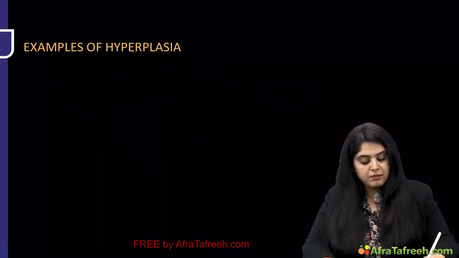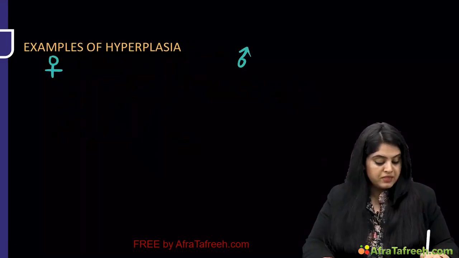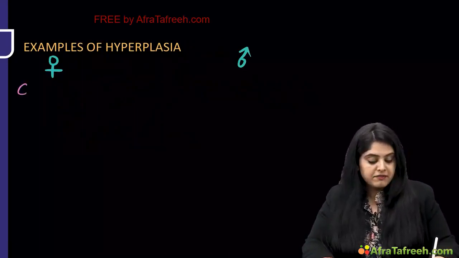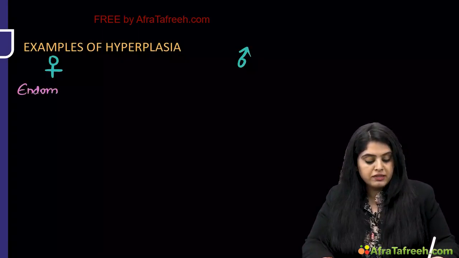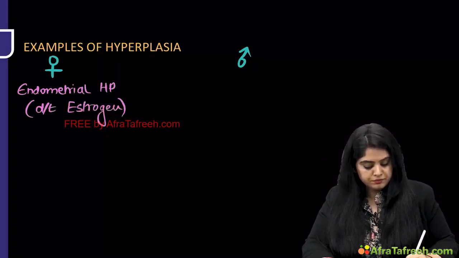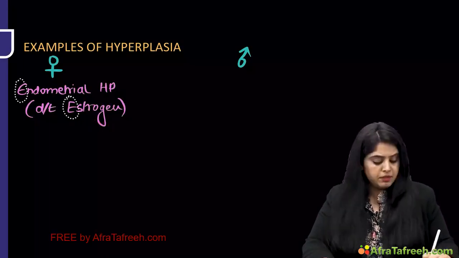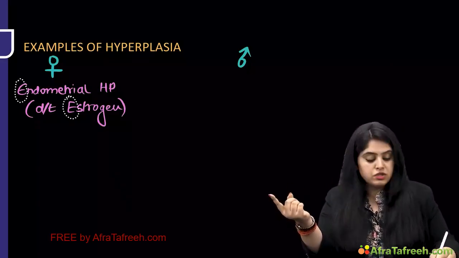What are the examples of hyperplasia? One example in females and one example in males that you will be doing. When I talk about females, I think everyone is aware that because of estrogen, there is something known as endometrial hyperplasia. Yes, endometrial hyperplasia is due to which hormone? E for E. Endometrial hyperplasia is due to estrogen. So endometrial hyperplasia due to estrogen, very simple, but correlate this with gynecology.